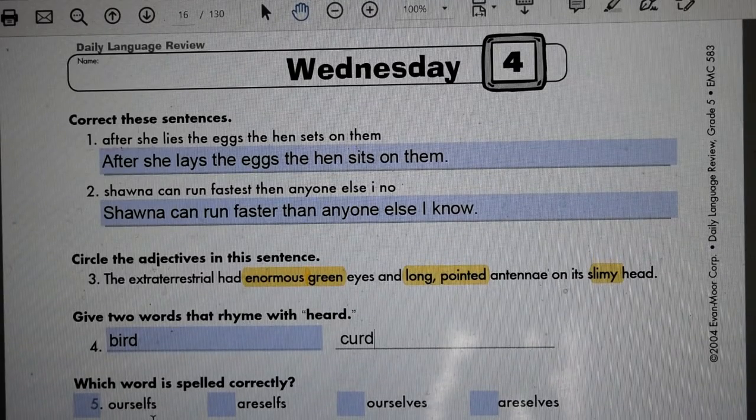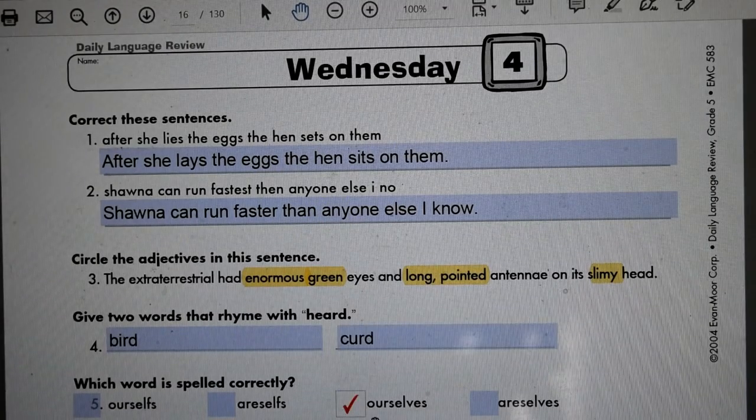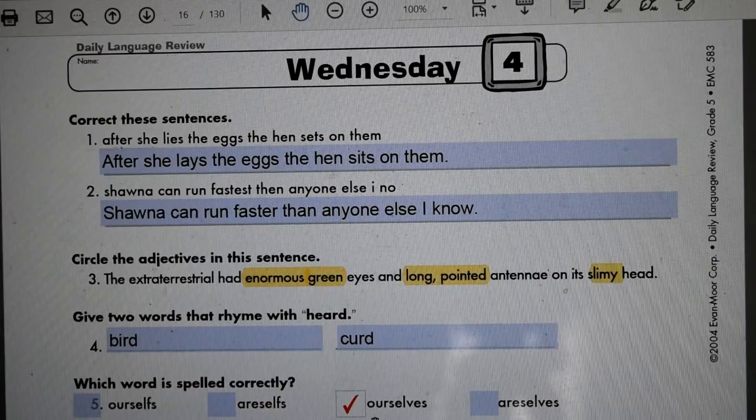All right, which word is spelled correctly? Ourselves, ourselves, ourselves, or ourselves? Well, the one that's spelled correctly is this one. O-U-R-S-E-L-V-E-S.